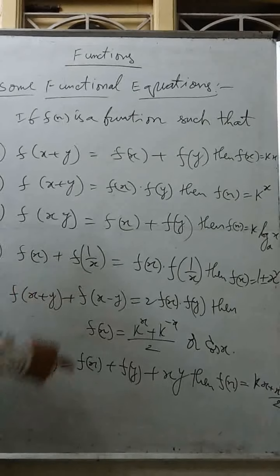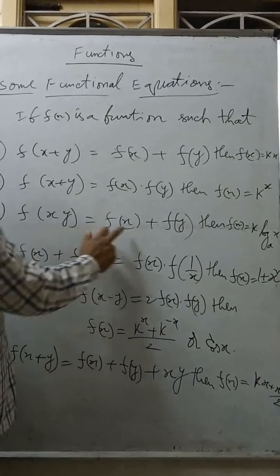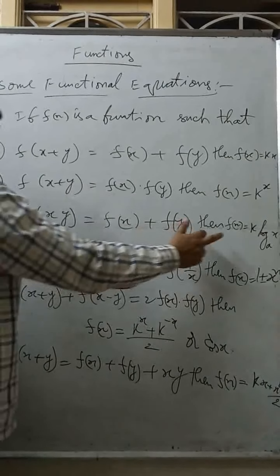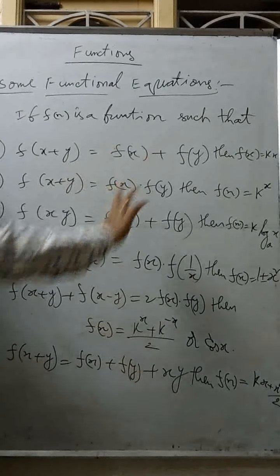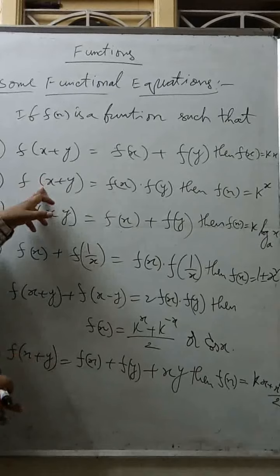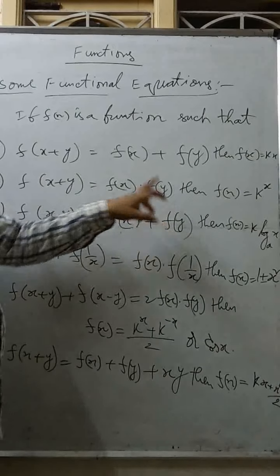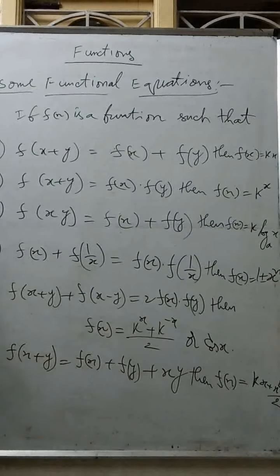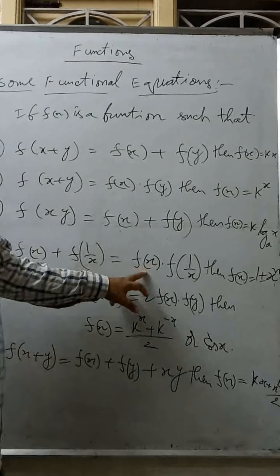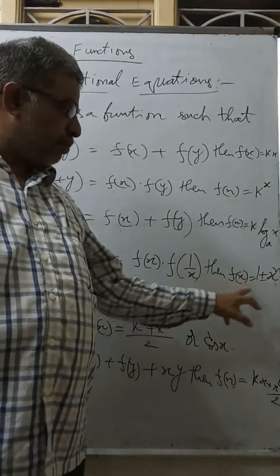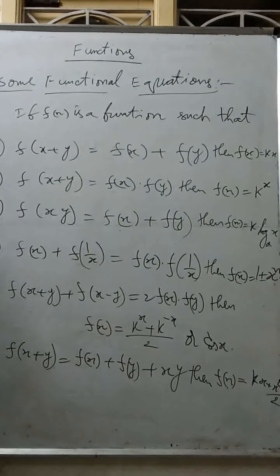Observe, logarithm is f of xy equal to f of x plus f of y. So k into log x base a. Opposite of logarithm is exponential. So f of x plus y is equal to f of x into f of y becomes k power x. F of x plus f of 1 by x equal to f of x into f of 1 by x, then f of x is 1 plus or minus x power n.